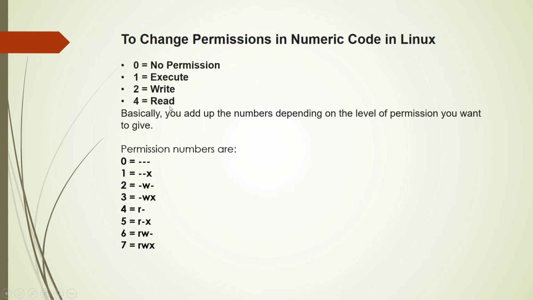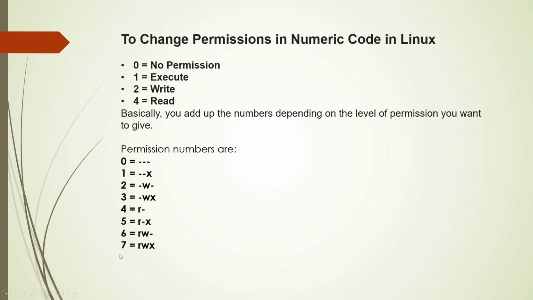Similarly, if you see 5, 4 plus 1 is 5, so read permission and execute permission. Next is 6, 4 plus 2 is 6, so read and write permission. Similarly, you can see 7, so 4 plus 2 plus 1, which makes it 7, so read, write and execute permission. So all the three permissions.